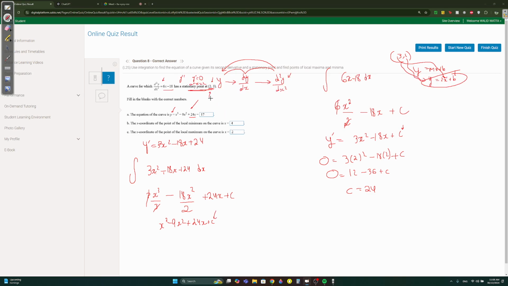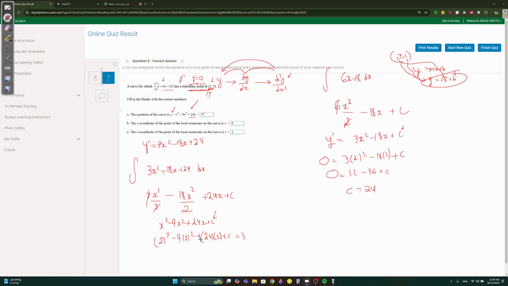To find the constant of integration, now you can substitute 2 and 3 because it's on the curve. This is on the curve y. Y is different than y prime. Okay, so you can substitute now 2 comma 3, so it's going to be 2 cubed minus 9 times 2 squared plus 24 times 2 plus c is equal to 3. You're going to get 8 minus 36.